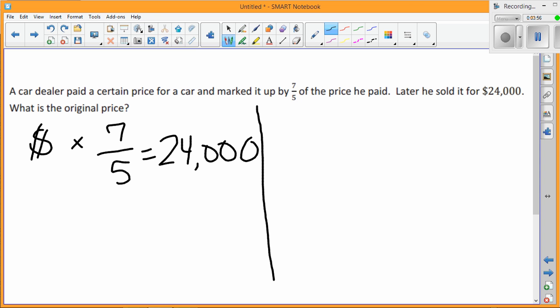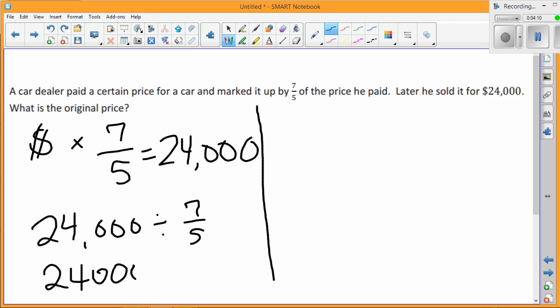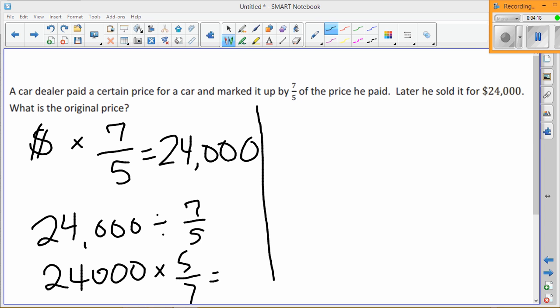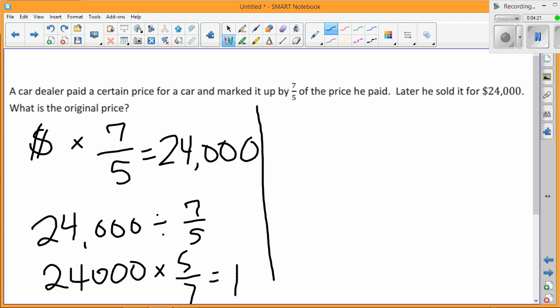That means that I can turn around and divide by 7/5. So I can take 24,000 and divide it by 7/5, which is the same as 24,000 times 5/7. And I will get $17,142.86. That seems a little confusing and kind of counterintuitive to what we want to think. So let me draw you a model.